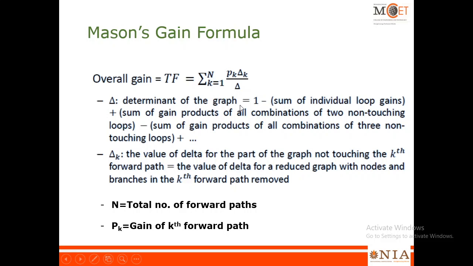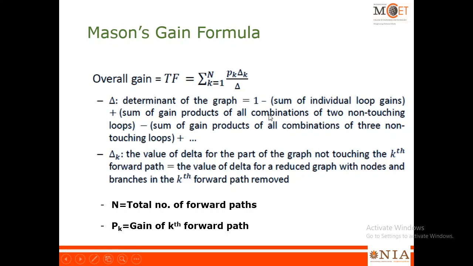Delta is given by this formula. First, we have to identify from the given signal flow graph how many individual loops are there. After finding the individual loops, find the loop gain of every individual loop. Sum all the individual loop gains and put it here. That will be this term, that is, identifying all individual loops and finding the loop gains of individual loops, sum it and give it here. That will be the first term.